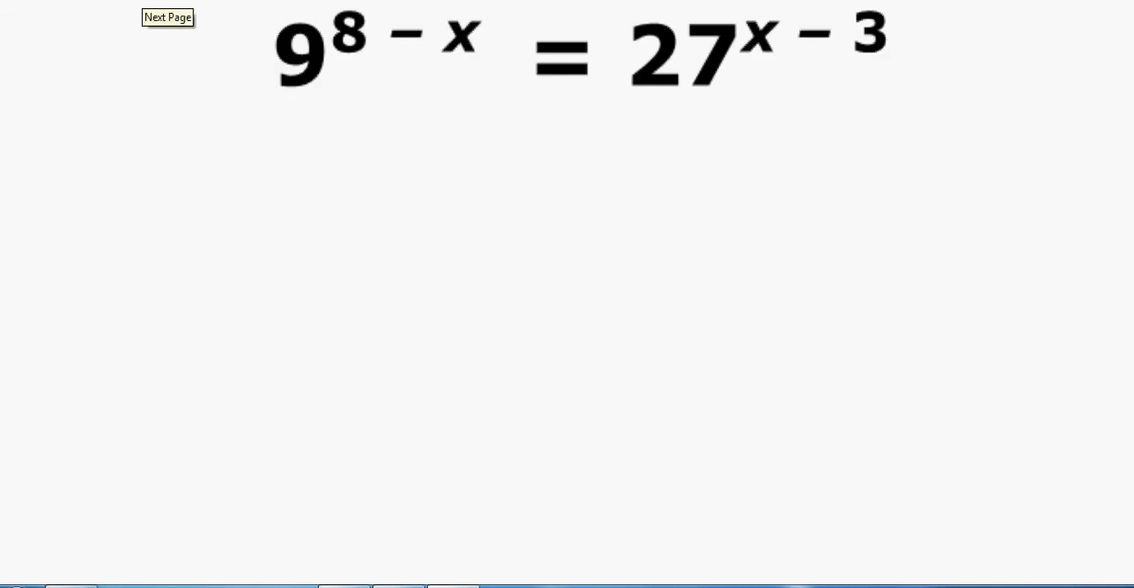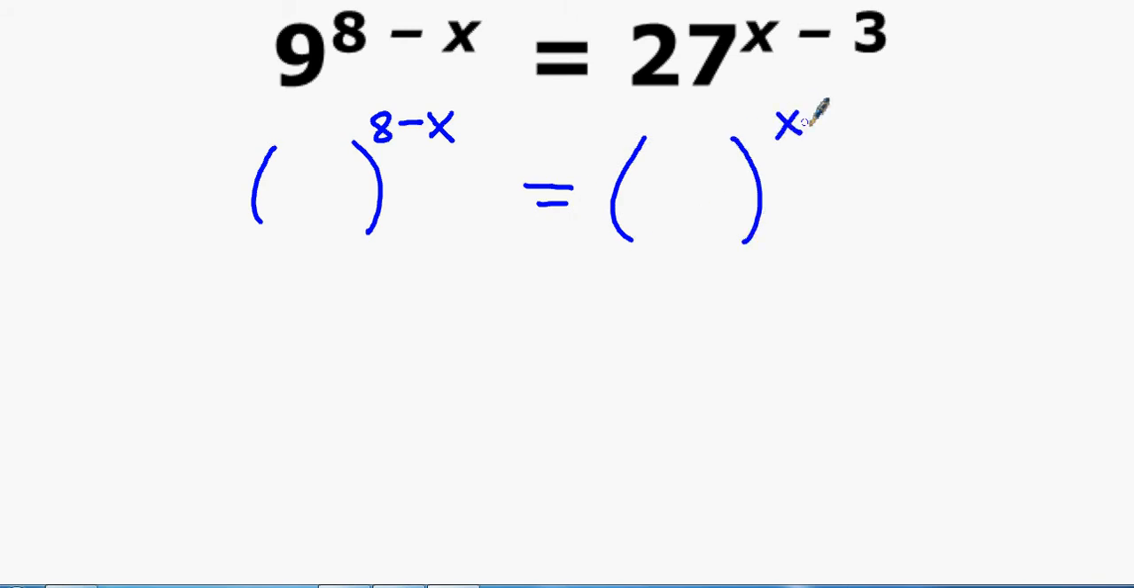So in this example, we have 9 to the power of 8 minus x equals 27 to the x minus 3. First things first, let's see if we can write the numbers 9 and 27 as something with a common base. So I will copy these exponents here and leave empty parentheses to see if I can come up with something. Well, I know that 3 times 3 is 9, so 3 to the power of 2 is 9, and I know that 3 times 3 times 3 is 27, so 3 to the power of 3.